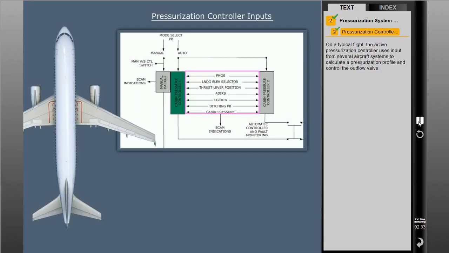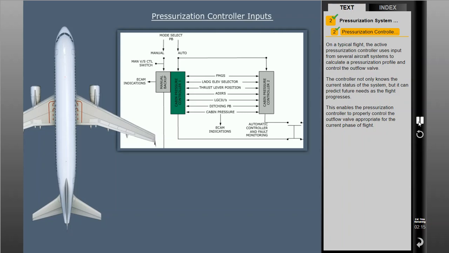On a typical flight, the active pressurization controller uses input from several aircraft systems to calculate a pressurization profile and control the outflow valve. The controller not only knows the current status of the system, but it can predict future needs as the flight progresses. This enables the pressurization controller to properly control the outflow valve appropriate for the current phase of flight.